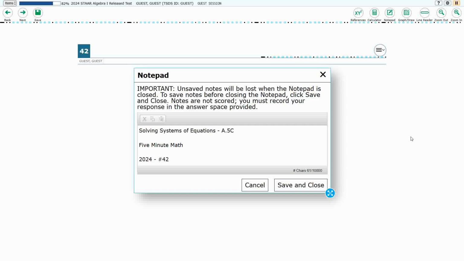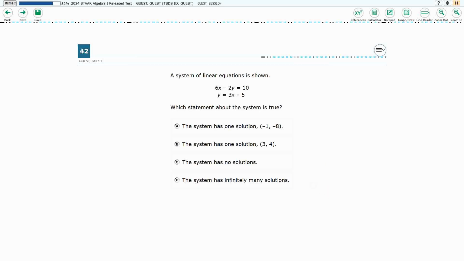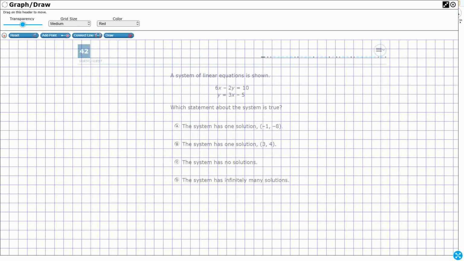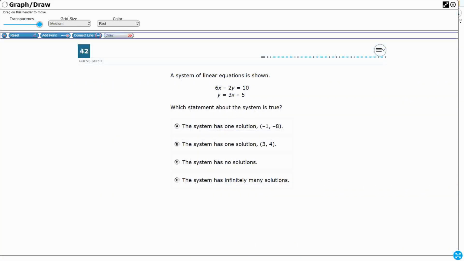Today we are looking at the Algebra 1 concept of solving systems of equations. This is standard A.5C in the great state of Texas, and we are using item number 42 of the 2024 released STAAR test. If you haven't done so already, please go ahead and take a moment to pause the video, work this problem out on your own, unpause it, and we will look at our answers together.